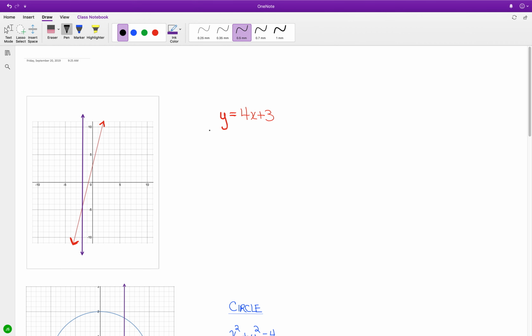Now let's say we have y equals 4x minus 3. If you test this out and run a vertical line through this, we again have intersection at most at one point. So y equals 4x minus 3 is going to be a function.